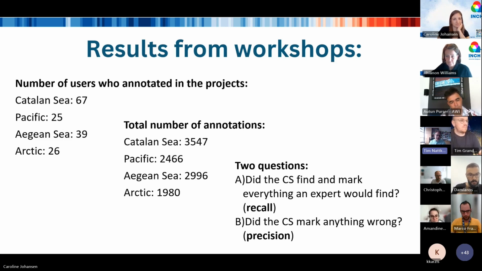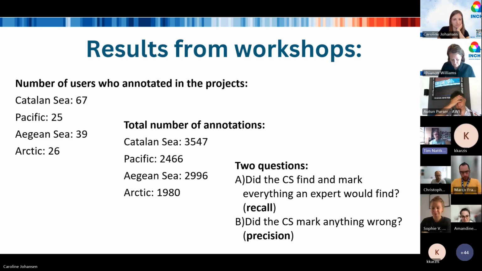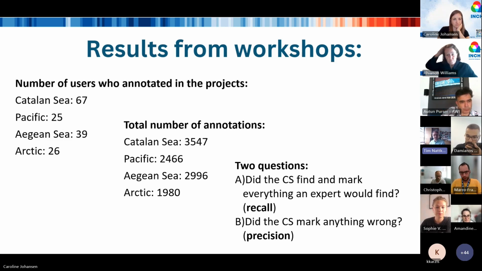How good was the performance of the citizen scientist? So did the citizen scientist find and mark everything an expert would find? So if there are 10 fishes, did the citizen scientist find all the 10 fishes? So this is the recall. If they only have found 8 of the 10 fishes, then the recall is 80%. The other question is, did the citizen scientist mark anything wrong? So if there are 10 fishes, nevertheless, the citizen scientists have made 15 marks in the image, then the precision is only 66%.